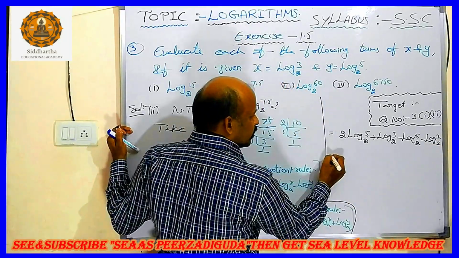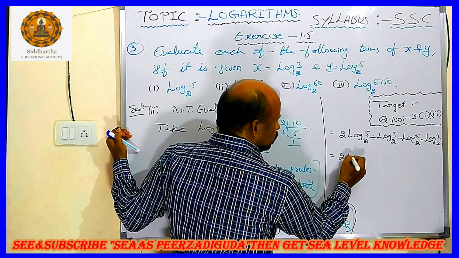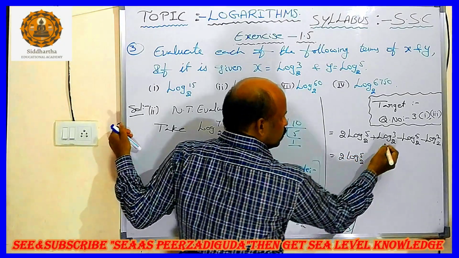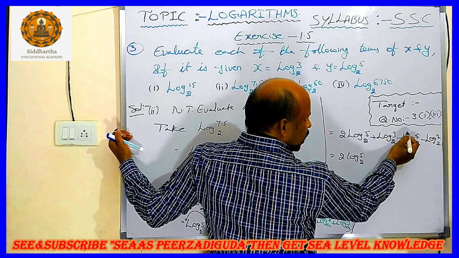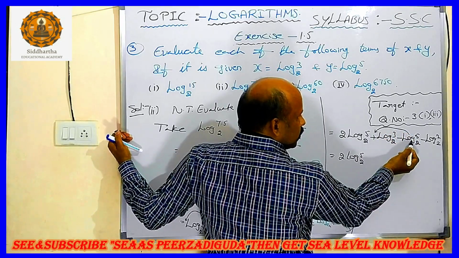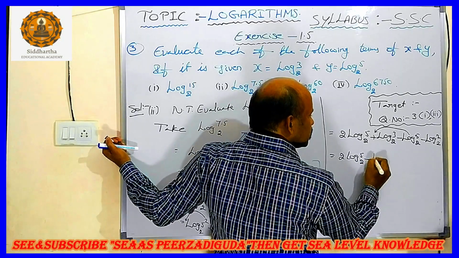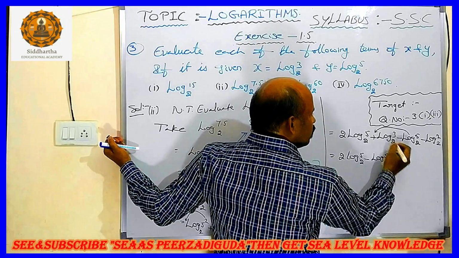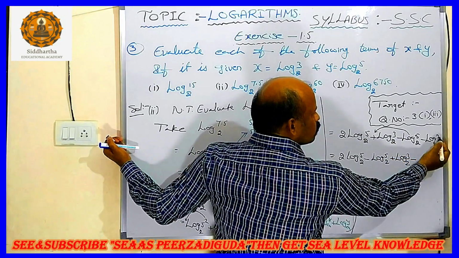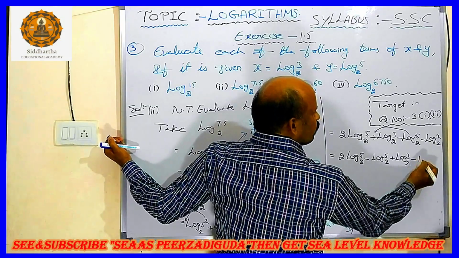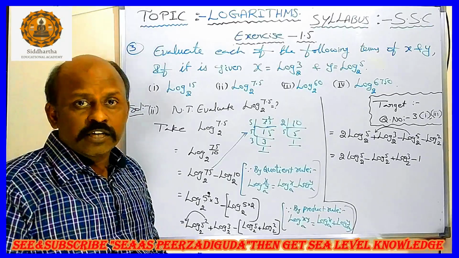After this, once you observe over here, 2 log 5 base 2. Here this is log 5 and this is also log 5, both are the same. That's why minus log 5 base 2 plus log 3 base 2 minus log 2 base 2. The value of log 2 base 2 is 1. Log a base a, we know the formula, the value is 1.